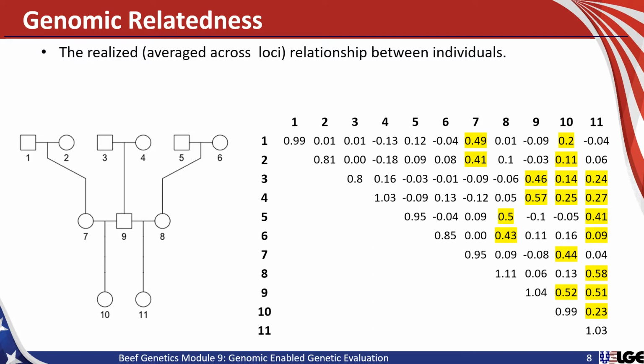Let me explain why the relationships between, in our example, 1 and 10 could be 0 or could be 0.5. Individual 1 passes on a random half of their alleles to their offspring, in this case individual 7. Individual 7 then passes a random half of its alleles on to its offspring, individual 10. By chance, the alleles passed from individual 7 to individual 10 could have all come from individual 2, in which case the relationship between 1 and 10 is 0. The converse could also be true, where the alleles passed from individual 7 to individual 10 could have all come from individual 1, creating a relationship of a half between 1 and 10.